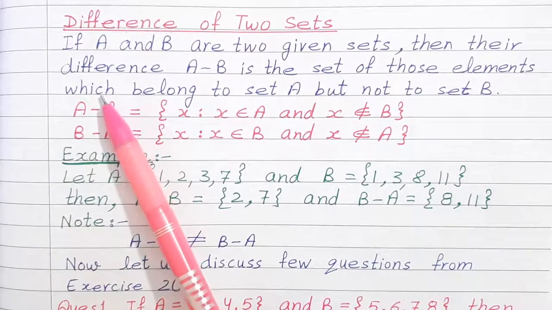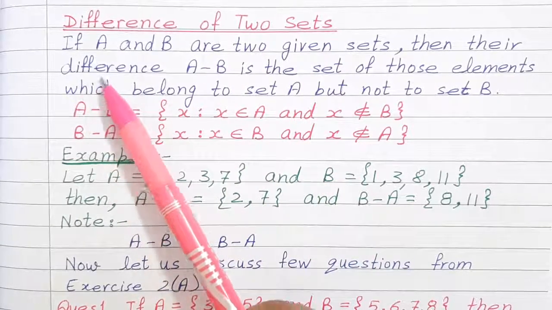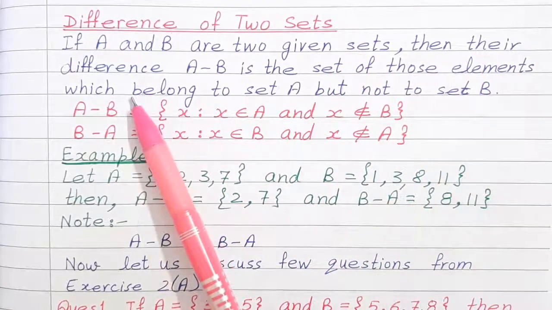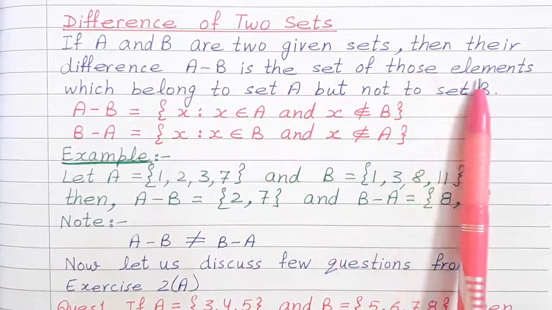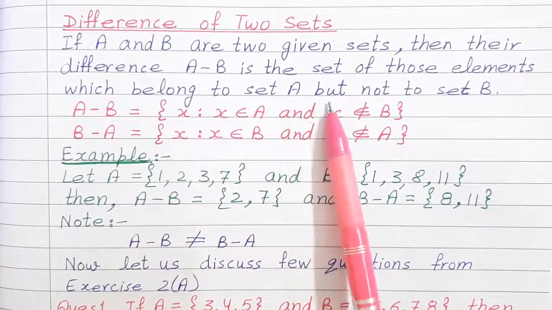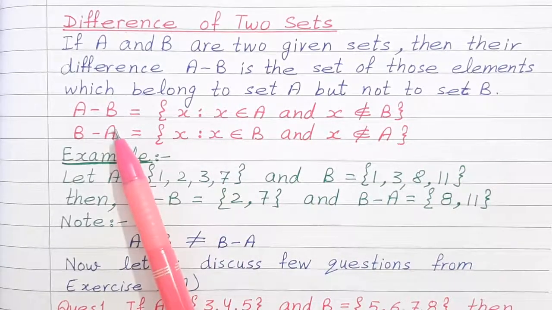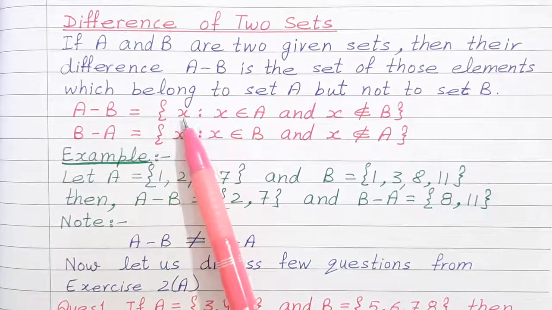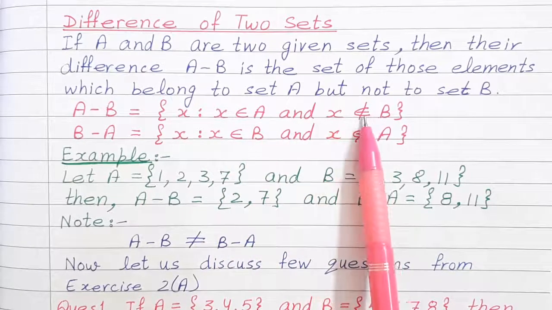Now children, let us discuss the difference of two sets. If A and B are two given sets, then their difference, that is A − B, is the set of those elements which belong to set A but not to set B. We can write this as A − B is equal to {x : x belongs to A but x does not belong to B}.